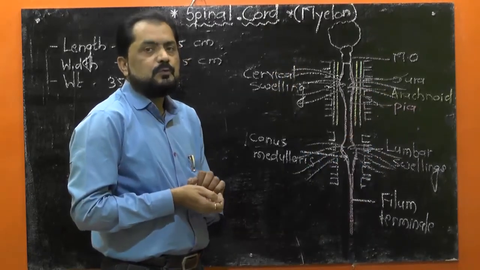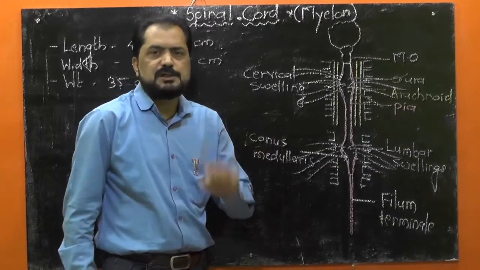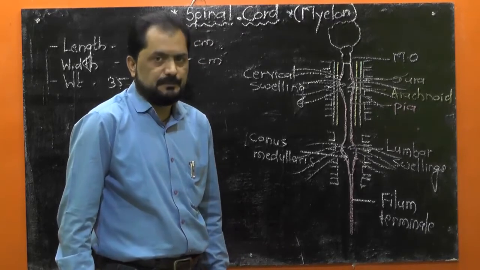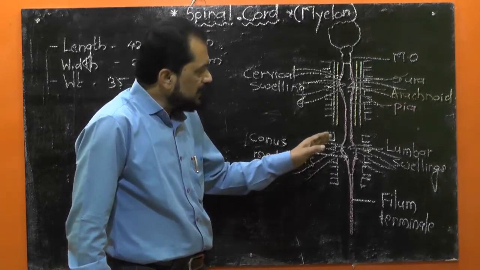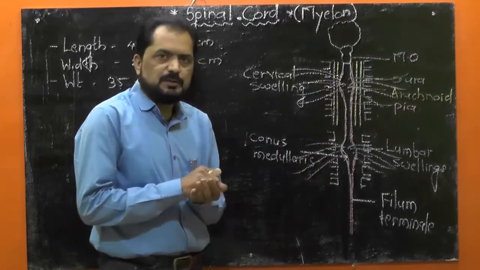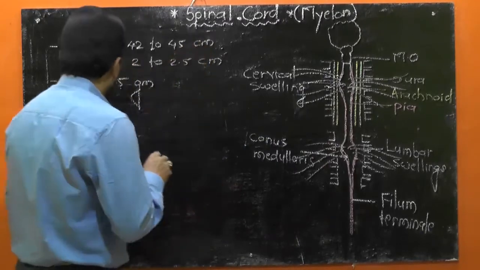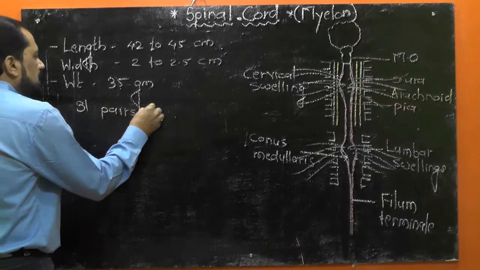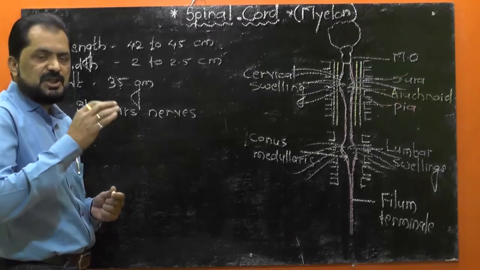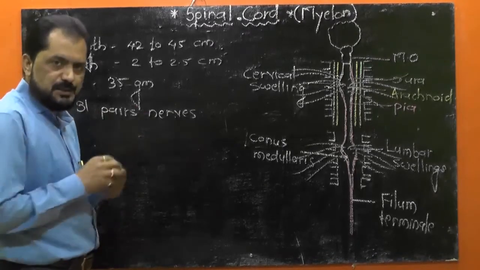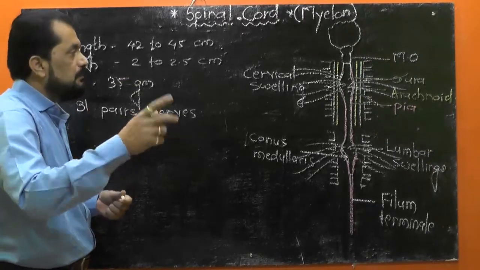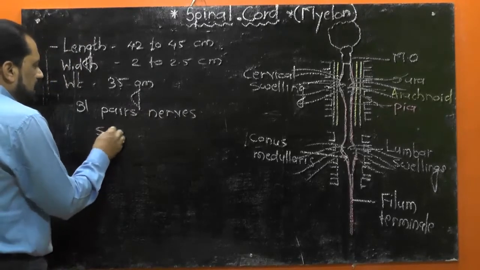Now we have to study the histological structure of spinal cord. Before that, one more point I would like to add: the spinal cord gives out about 31 pairs of nerves. From the spinal cord, a total of 31 pairs of nerves originate. About which we shall talk later on. The nerves which are given out by the spinal cord are known as spinal nerves.